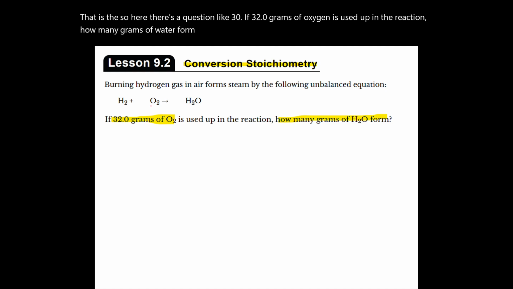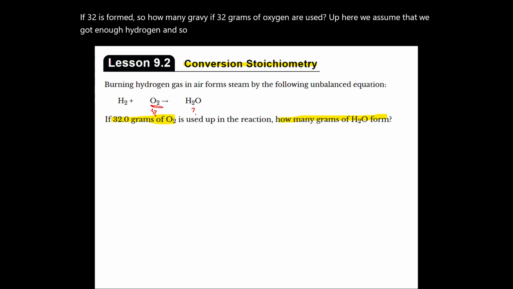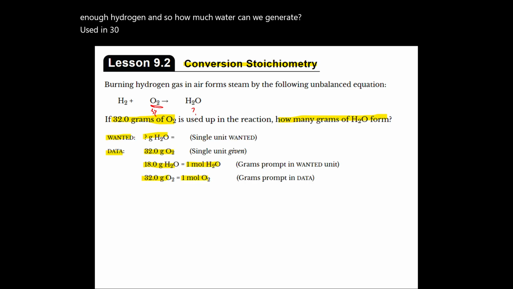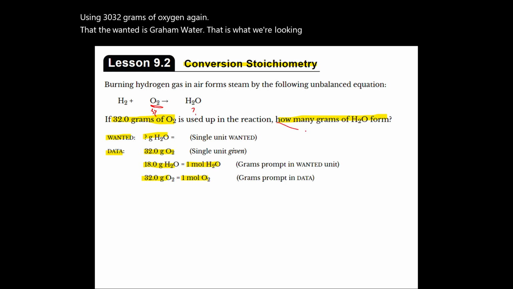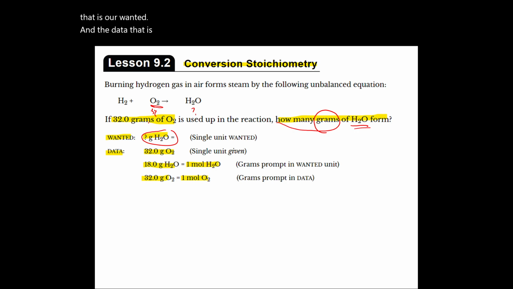Okay, so that's oxygen here, 32. If 32 grams of oxygen are used up, here we assume that we got enough hydrogen, and so how much water can we generate using 32 grams of oxygen? Again, the wanted is gram water. That is what we're looking for. How many grams water? So that is our wanted, and the data that is given is the 32 grams of oxygen, which is here.